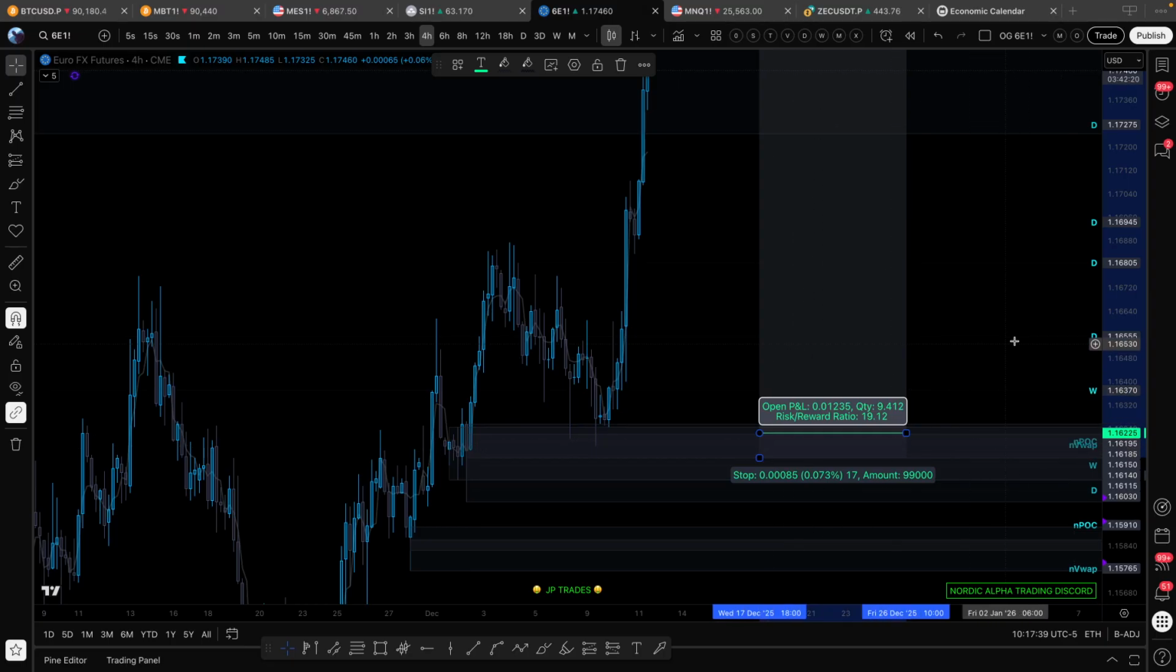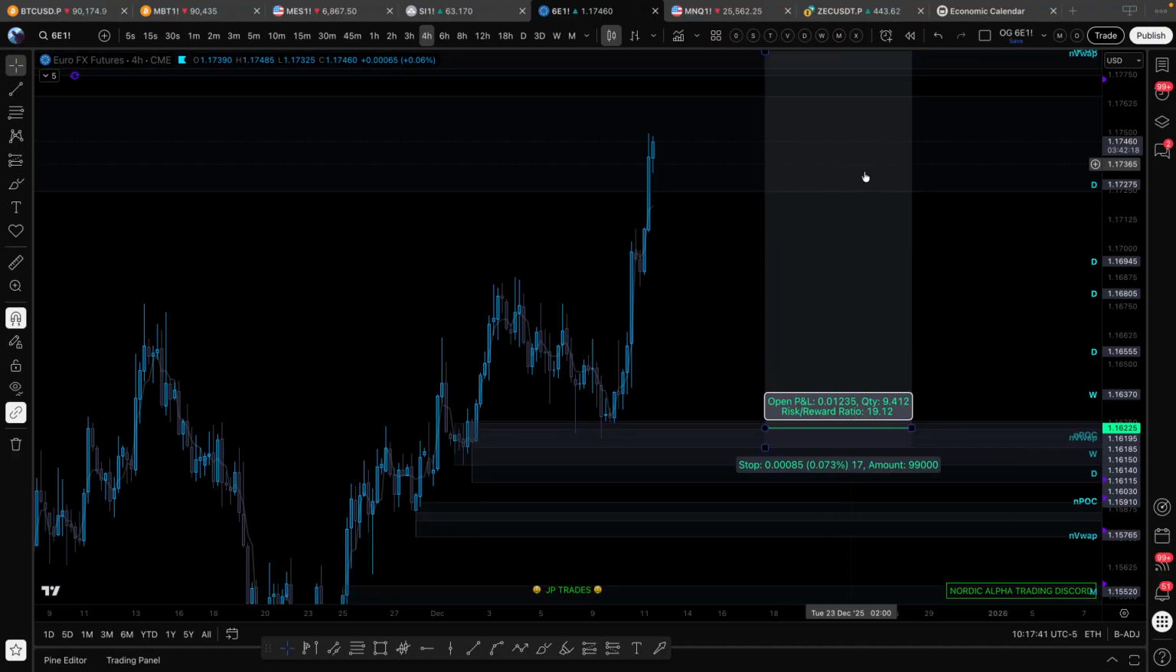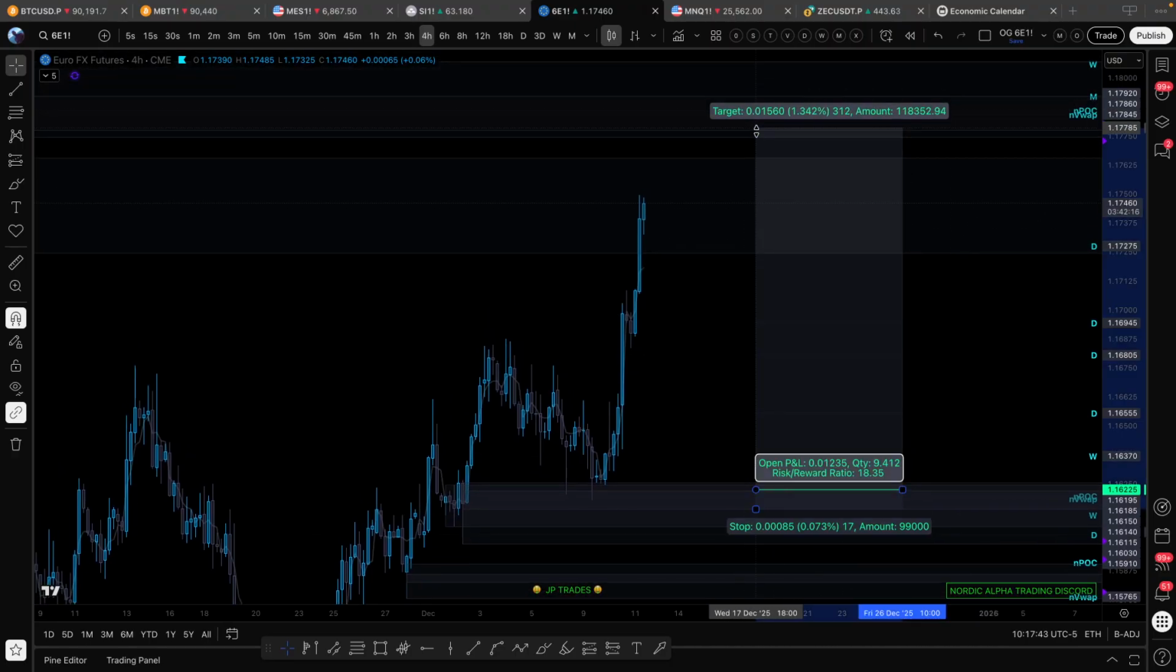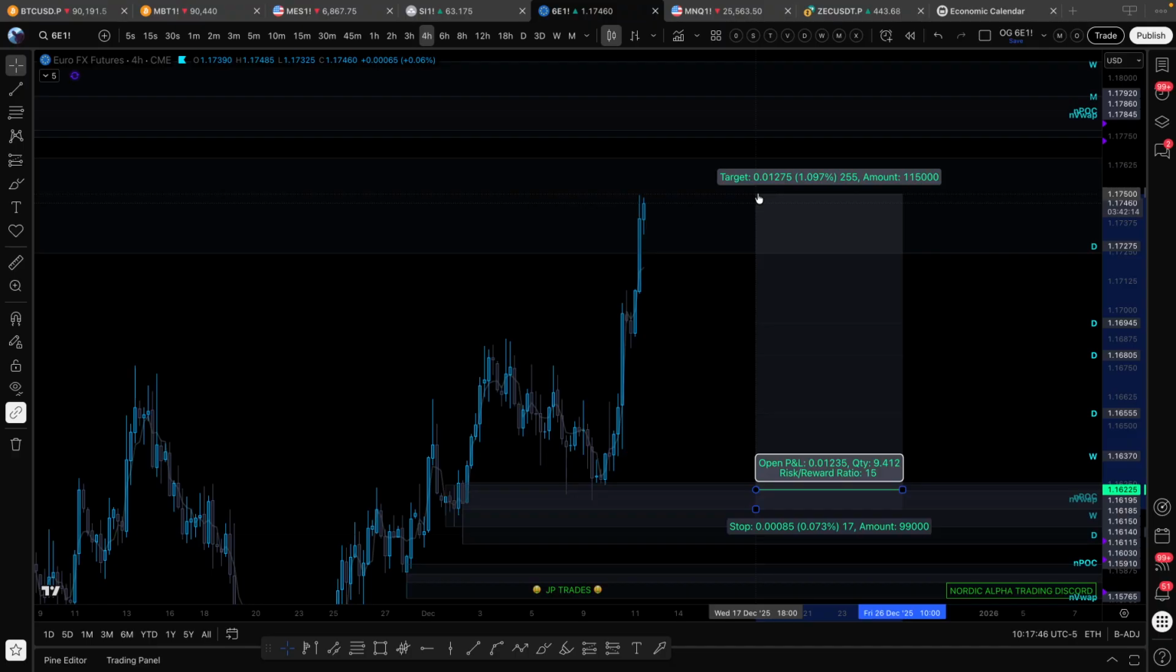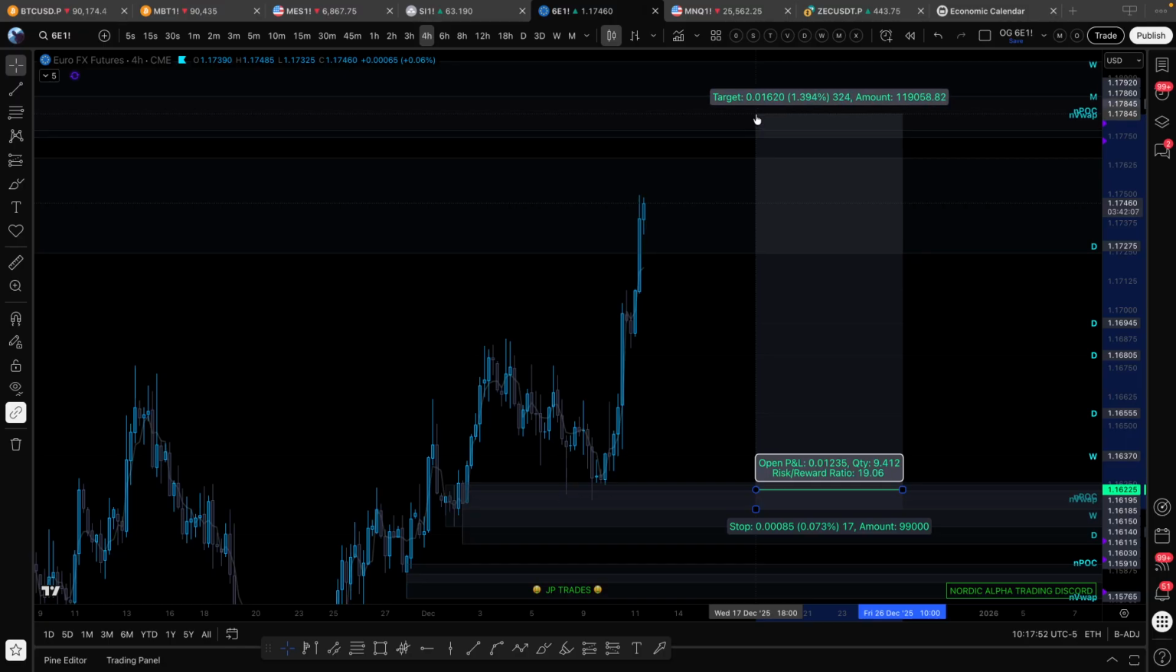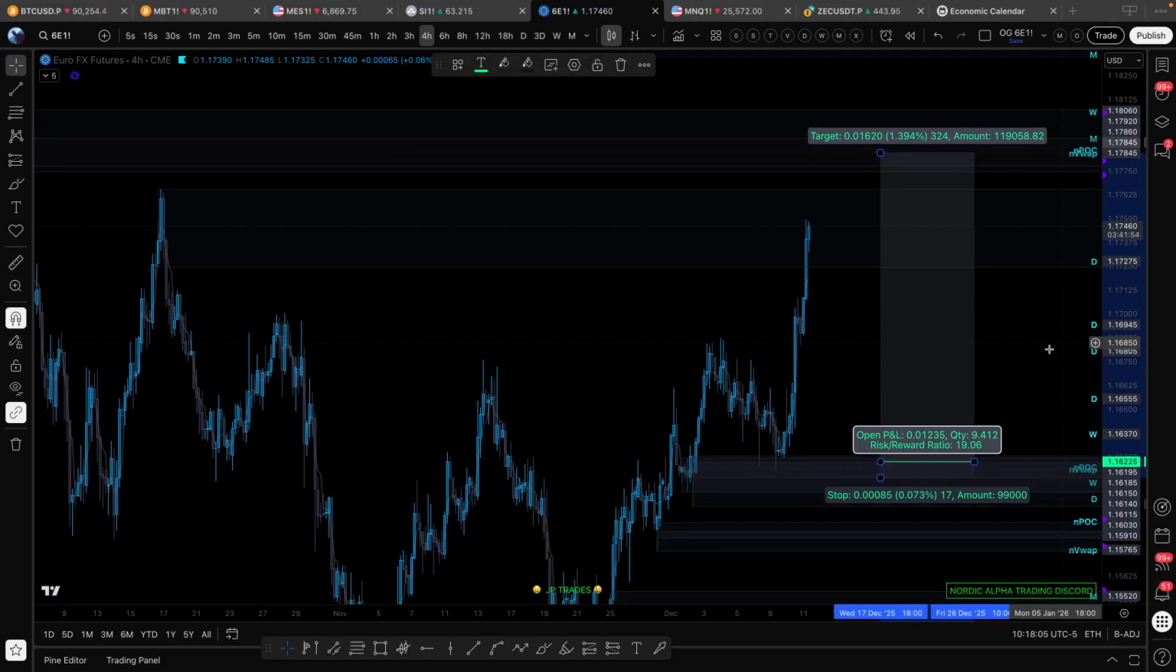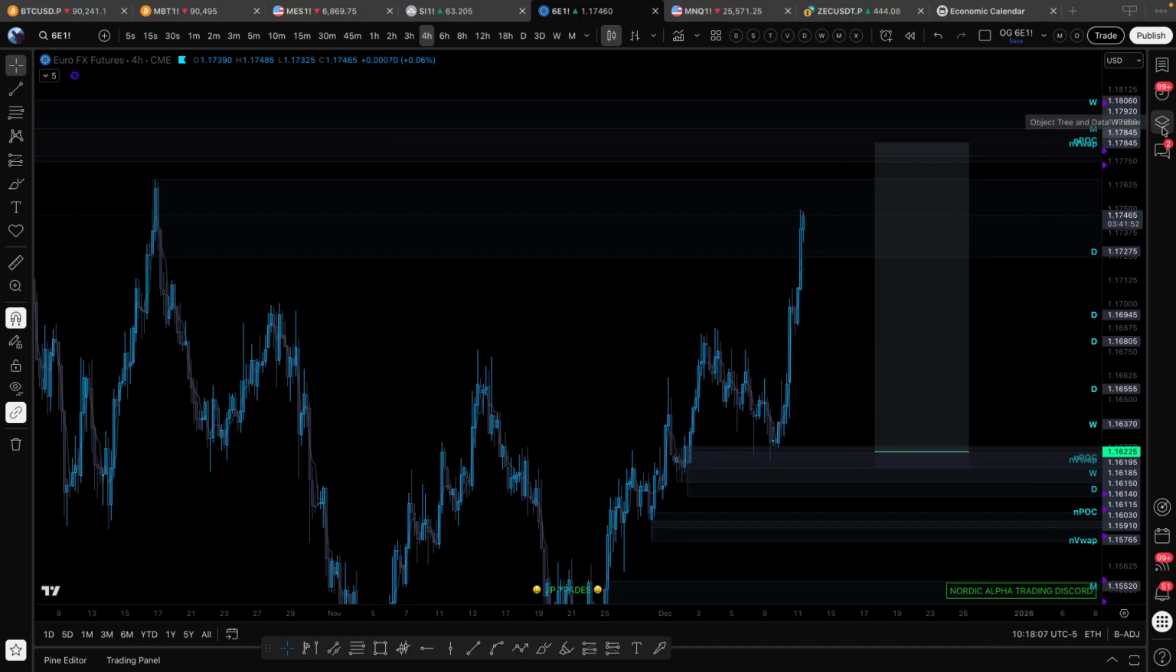You would have taken a nice long from that area. You would be up about 15R right now. Wow, it's an amazing trade. However, I do see this going up and knocking out these high time frame key levels. So you're looking at maybe an 18 to maybe a 20R, somewhere around that. That is an amazing swing trade there.